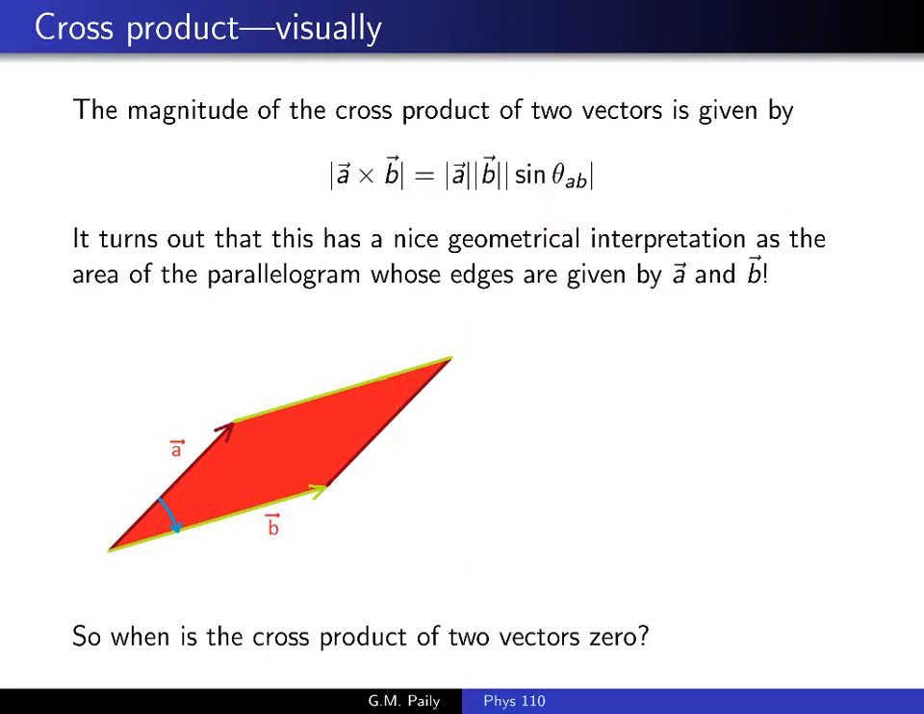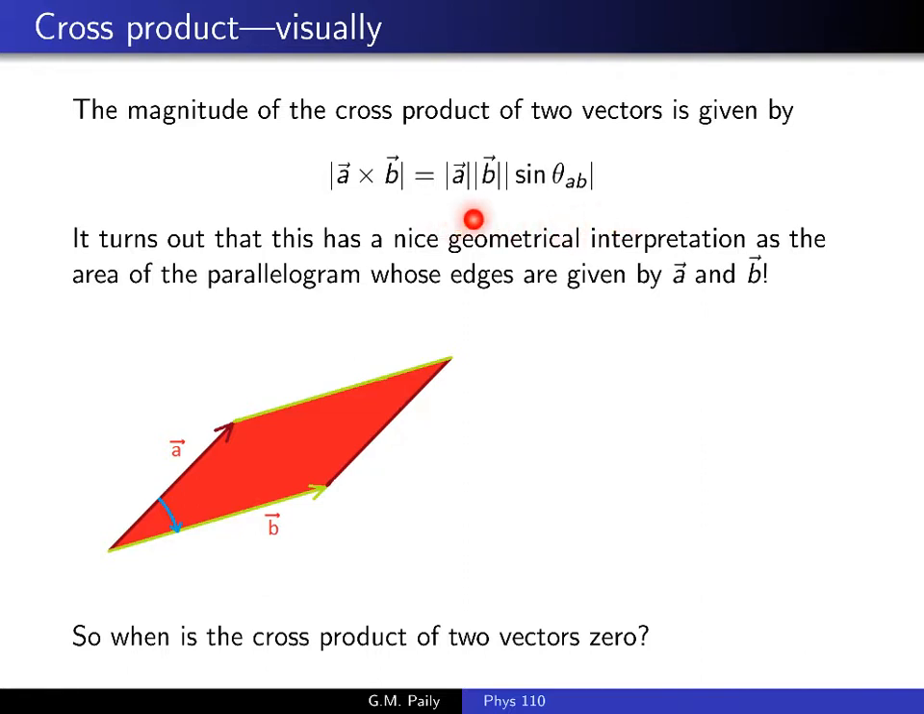This tells us that if A and B have an angle 0 between them, then sine of 0 is 0 and the cross product is 0. Or if A and B have an angle of 180 degrees between them, again, sine of 180 degrees is 0 and the cross product is 0.